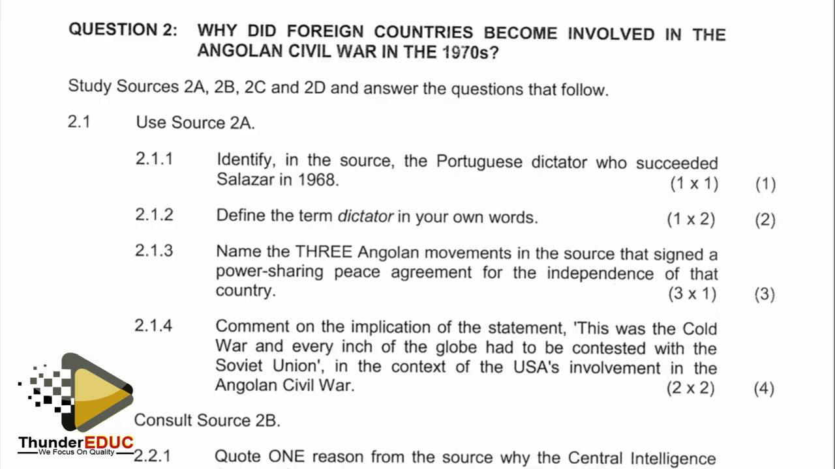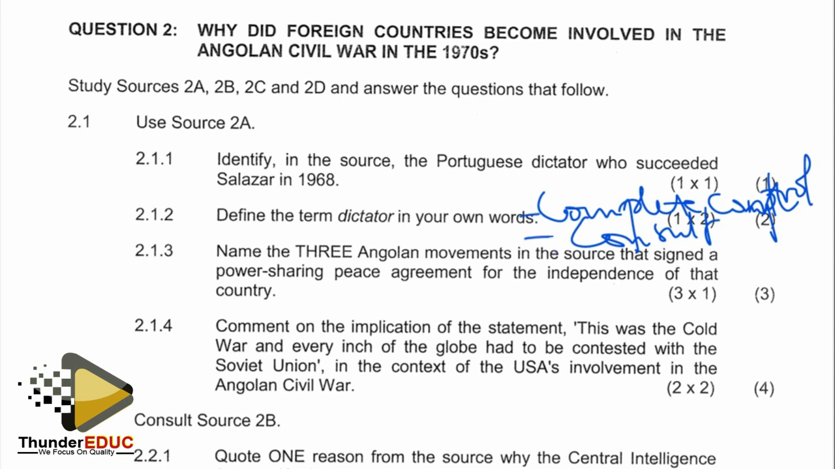Define the term dictator. When we're talking of a dictator, it's a kind of ruler or political leader who has complete control. A leader who has complete control, or who has absolute power, who does not consult. He makes his own decisions and he has ultimate rights to decide on whatever should be done. That is a kind of leader who is regarded as a dictator.